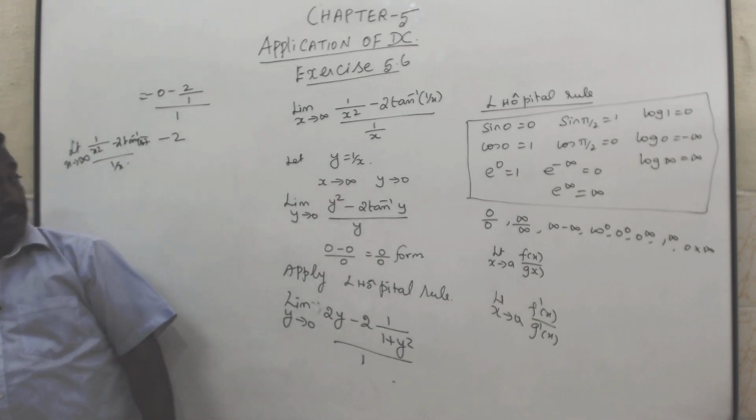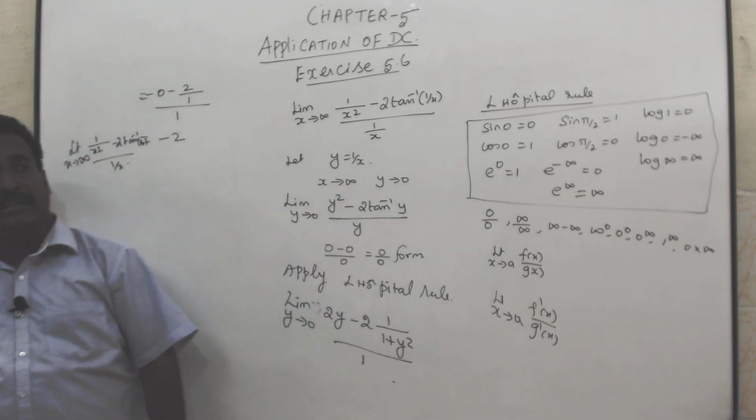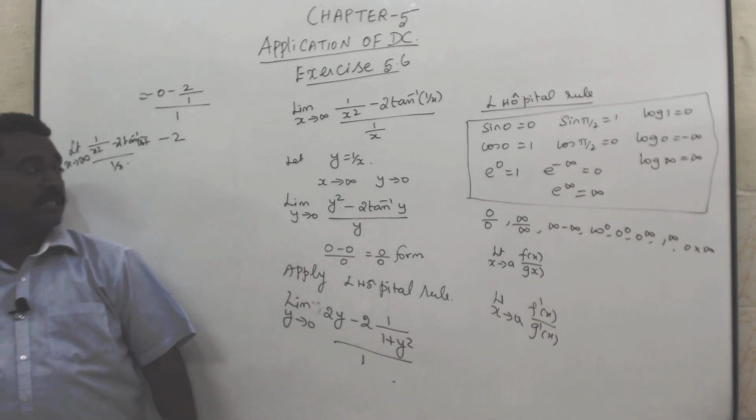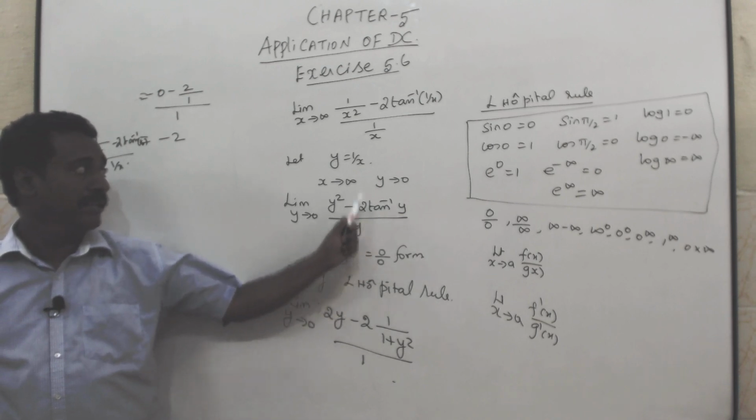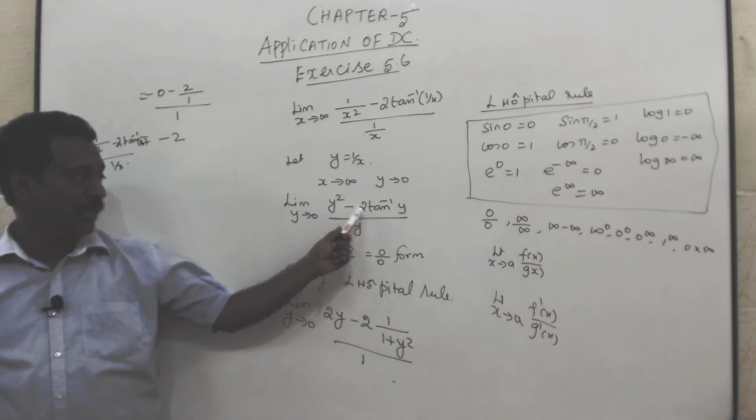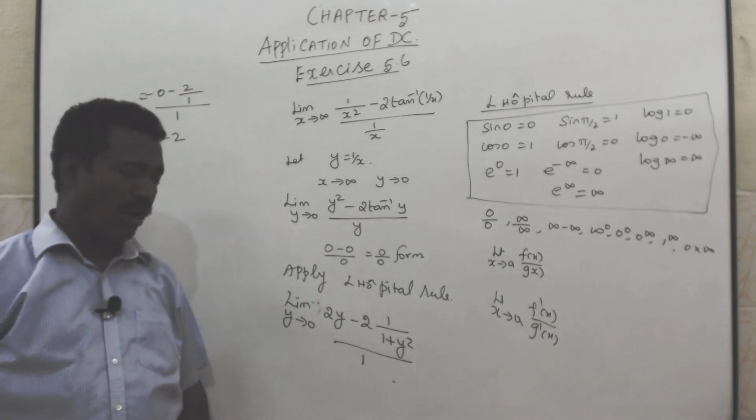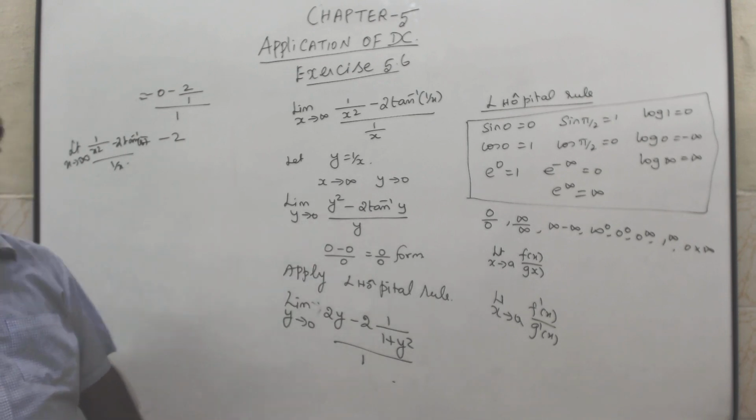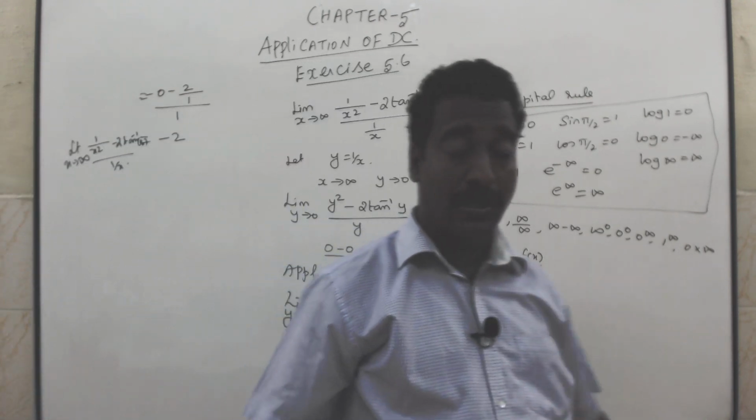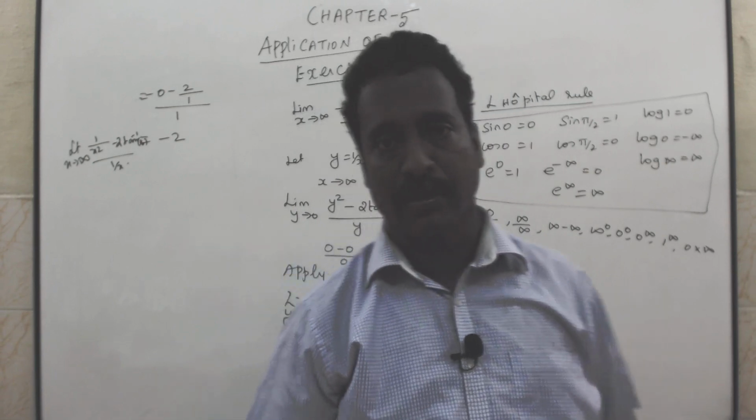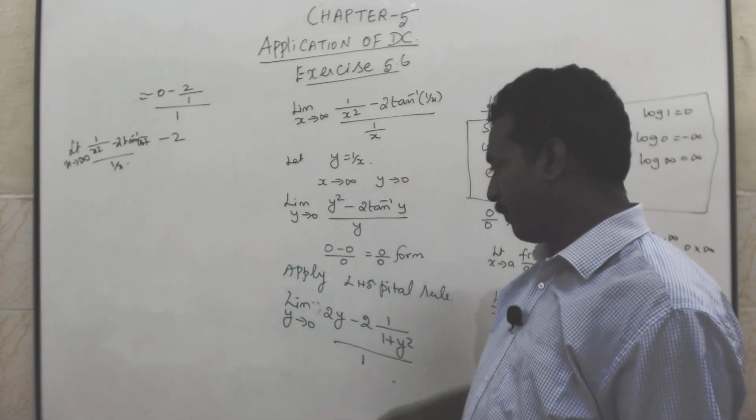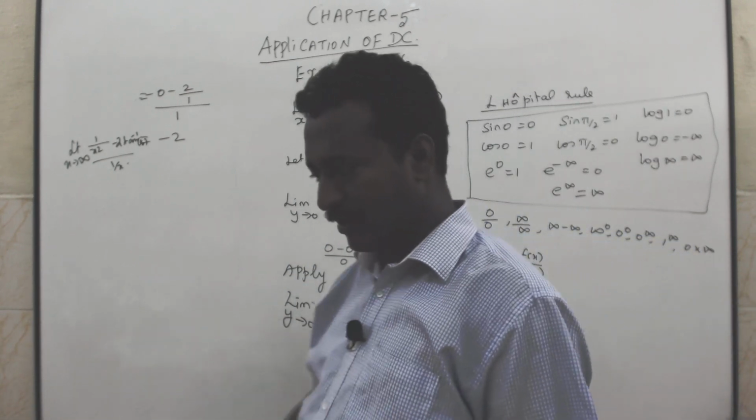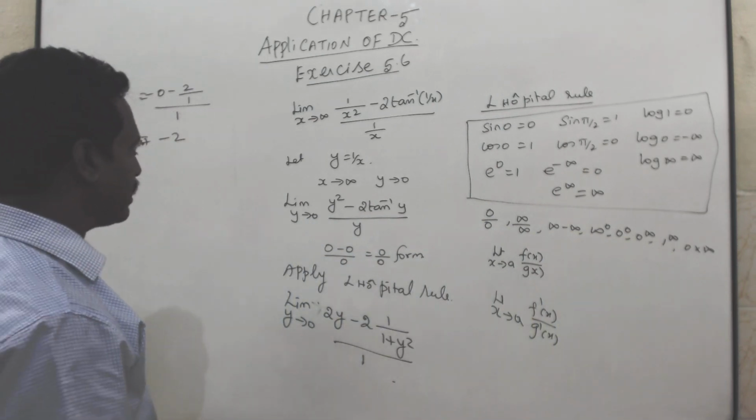Let y equal to 1 by x. When x tends to infinity, y tends to 0. Limit y tends to 0, y square minus 2 tan inverse y divided by y. That is 0 by 0 form. Apply L'Hopital rule. Differentiation of y square is 2y, minus 2 tan inverse y differentiation is 1 by 1 plus y square, divided by 1. Substitute y equal to 0, we will get minus 2. Is it clear? Now shall we go to the next problem?